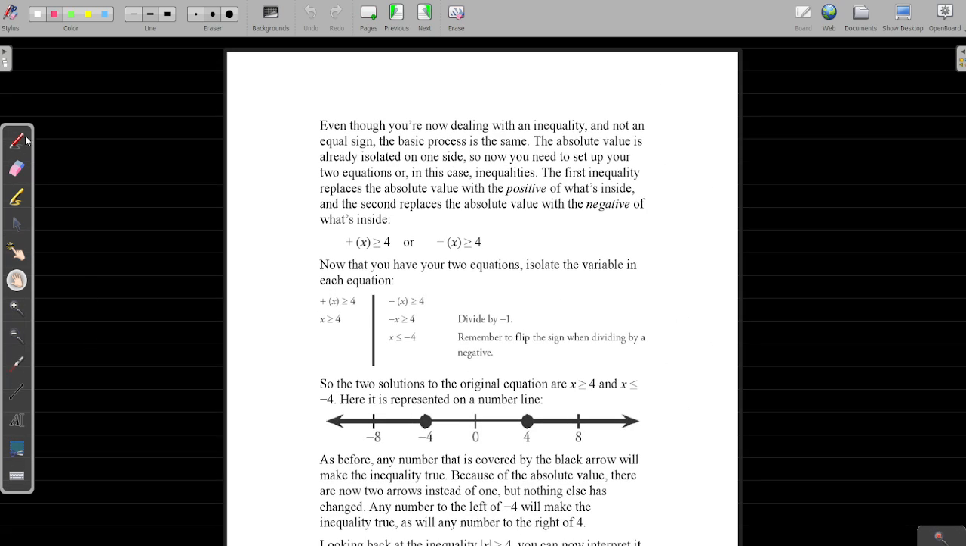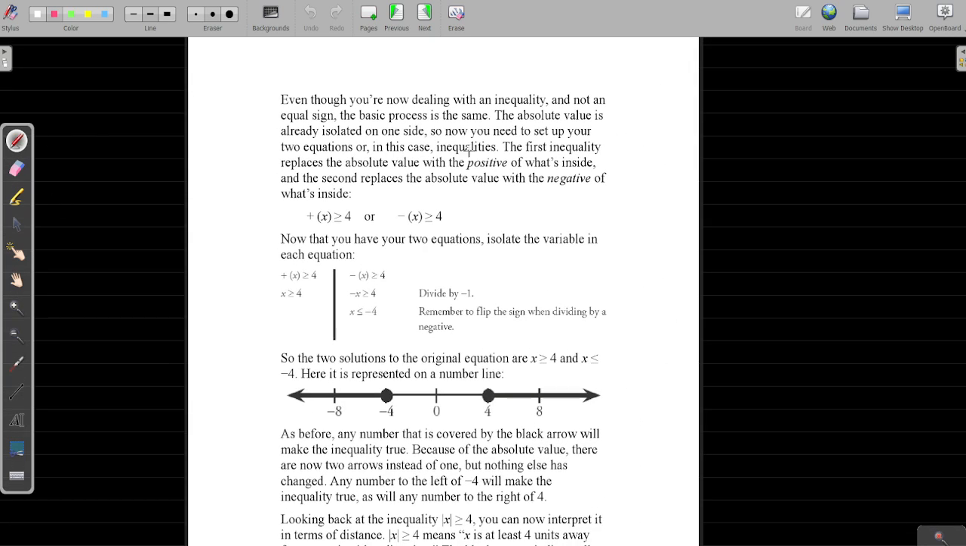Firstly, they have written that even though you are now dealing with an inequality and not an equal sign, the basic operation is the same. That means the operation is to isolate the variable. The absolute value is already isolated on one side. This is quite easy because in this inequality, x is already isolated. That's why they have written that it is already isolated on one side.